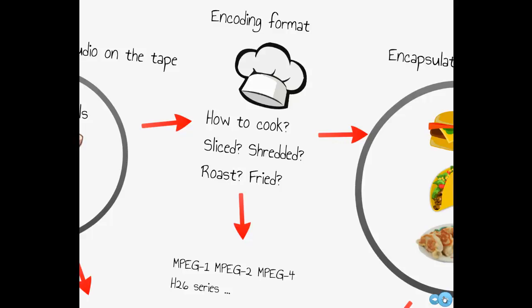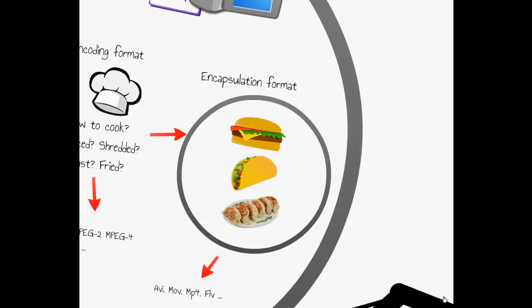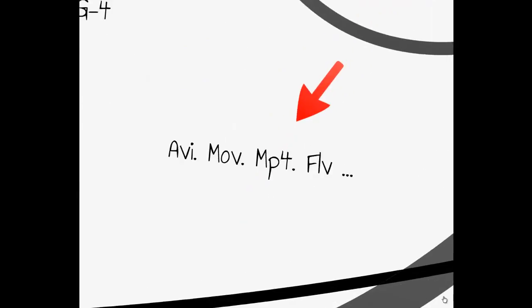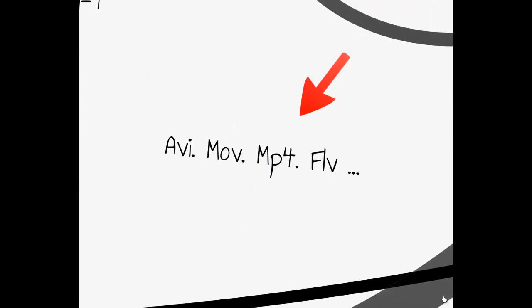The final step is encapsulation. You can use bread to make it a sandwich, a pita to make it a taco, or even Chinese dumplings. It doesn't matter. The AVI, MOV, MP4 are just like the wrapper, or you can say container, to encapsulate the data which have been encoded. And after this, a video is done to be served on the table.